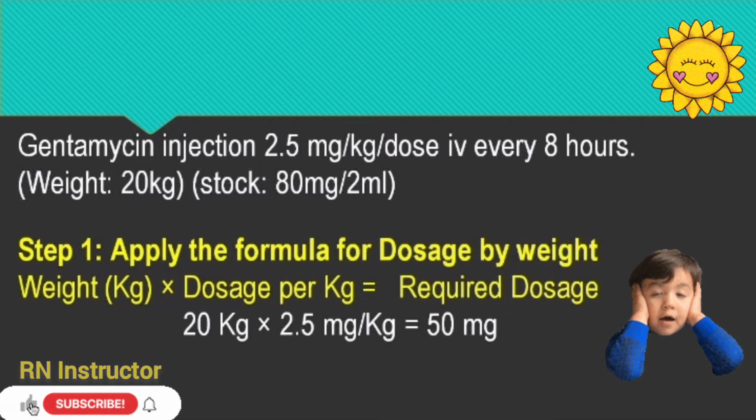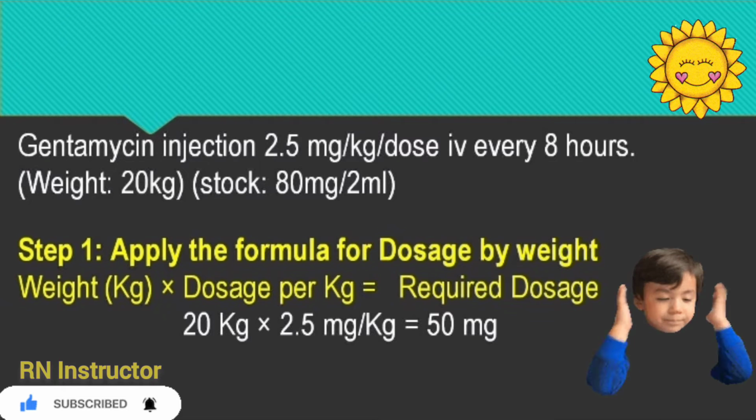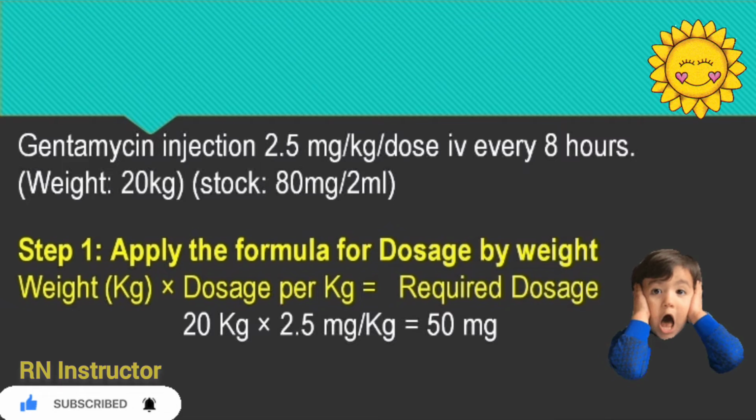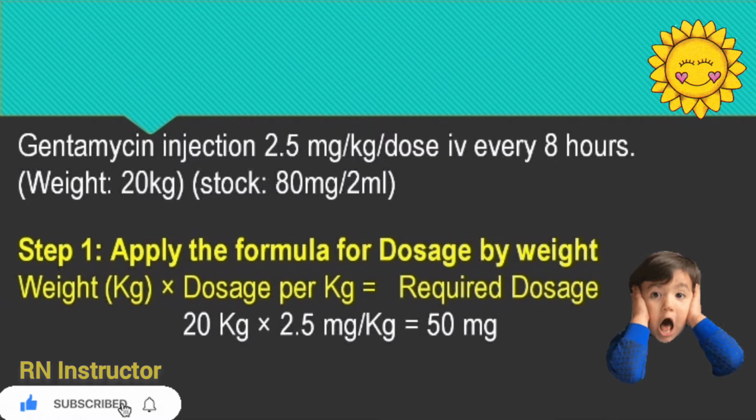So when you apply this, you will apply the previous formula that I have shared with you. You need to apply it over here. So weight in kgs is to be multiplied with the dosage of the doctor. So 20 kgs of patient is to be multiplied by 2.5 mg. Okay, then you will get, for example, 50 mg.